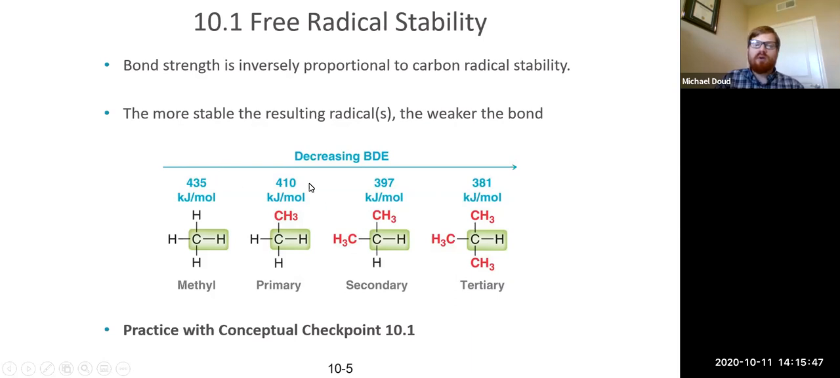And you can see it goes down pretty regularly from 435 kilojoules per mole to 410 for a primary to 397 for the secondary and 381 for the tertiary. So just keep in mind, the more stable the resulting radical is going to be, the weaker the bond is and the easier it is to remove it. So that shows up in the bond dissociation energies.